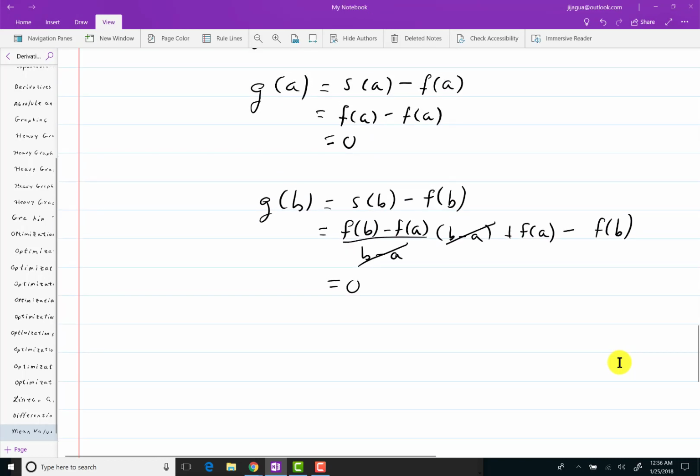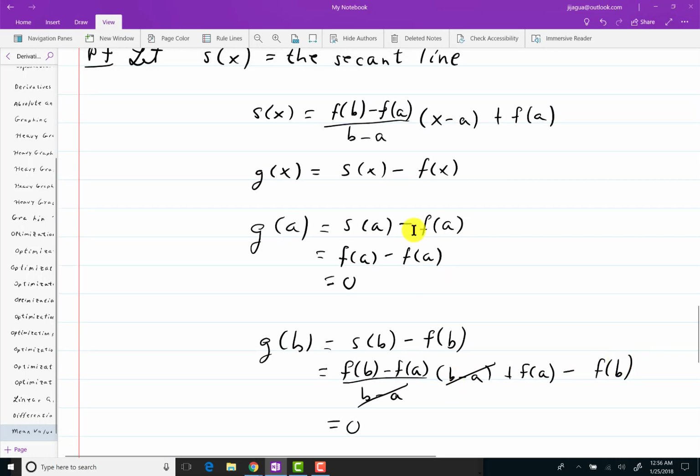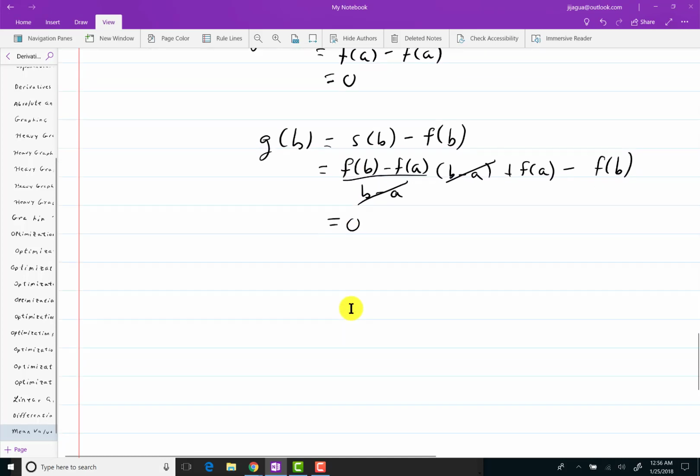So here I've got a function. G is made up of two functions that satisfy everything we needed to satisfy. That they're differentiable on the open interval, continuous on the closed interval, because I'm just taking the difference of them. So whatever each of these functions has, the difference does as well. So what do we have?